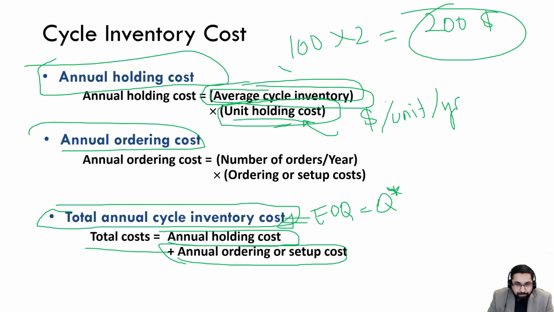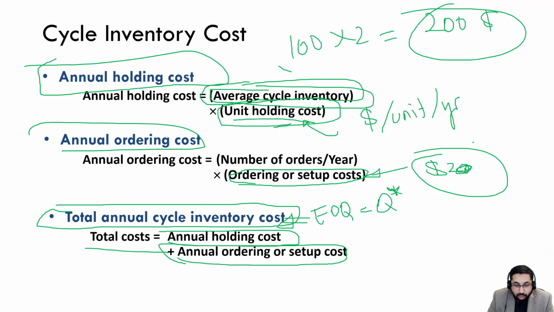So the ordering cost has to do with each order. Let's say each time you place an order, it costs you $20. Why? Because the employee that creates the purchase order gets paid, and then there are some transaction fees at the bank, things like that. They add up, and you pay $20 each time you place an order.